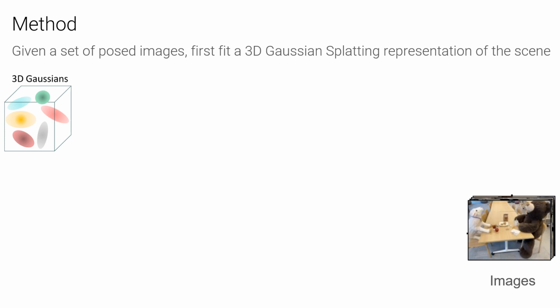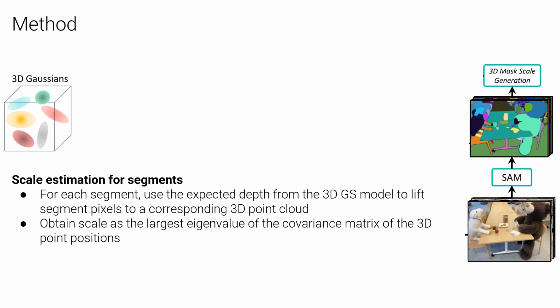Our architecture starts with a 3D Gaussian splatting model built from the input images. We use the segment anything model to extract segments from each input image and then estimate a physical scale for each of these segments. The physical scale is obtained as the largest eigenvalue of the covariance matrix of the projected 3D point positions.